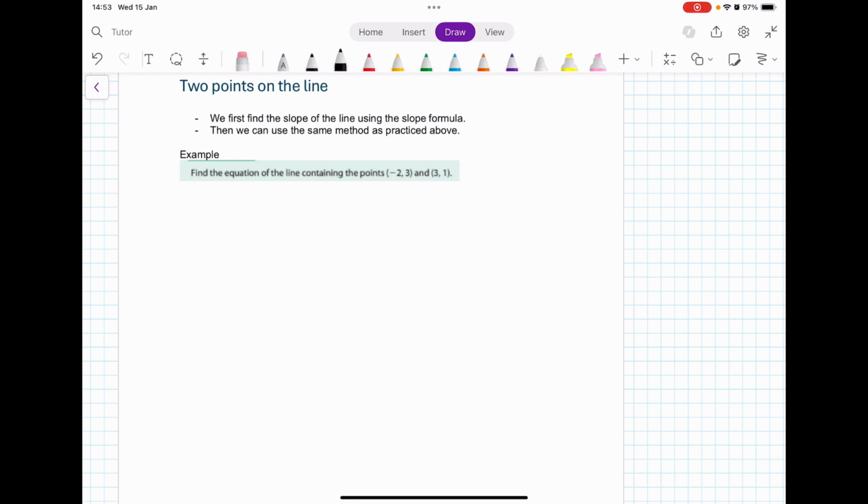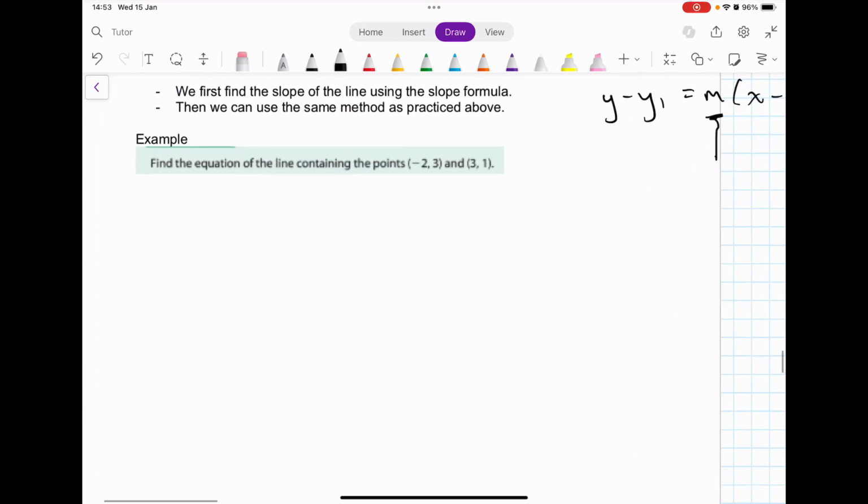Now, if we know 2 points on the line, we can also use the general formula, which is y minus y1 is equal to m(x minus x1). We're going to also use this, but we need to first determine the slope, right? Because if we're given 2 points, we don't know the slope straight away, but we can definitely figure it out. So in this example, we're given the 2 points, let's just call them A and B. So A is (minus 2, 3), and B is (3, 1).